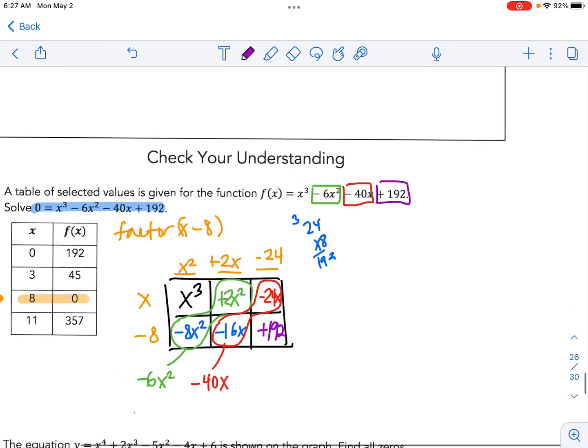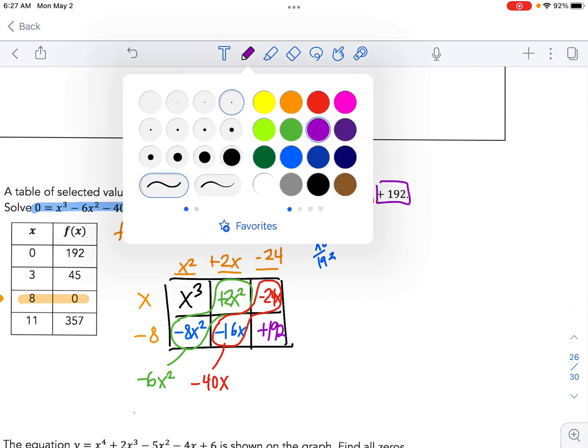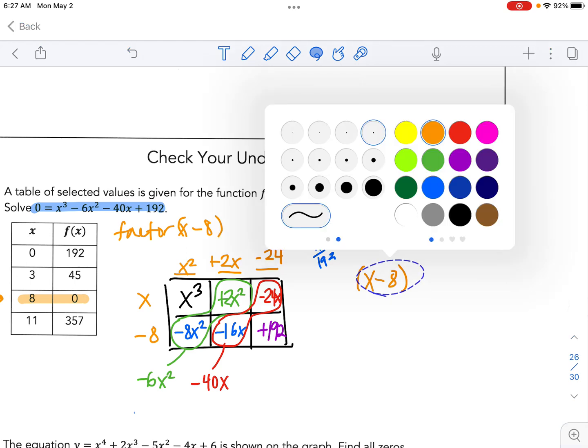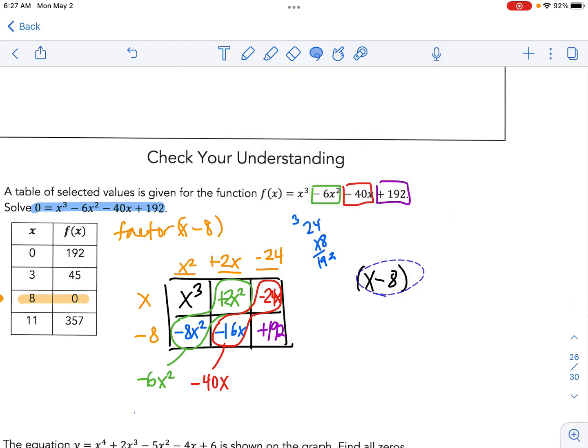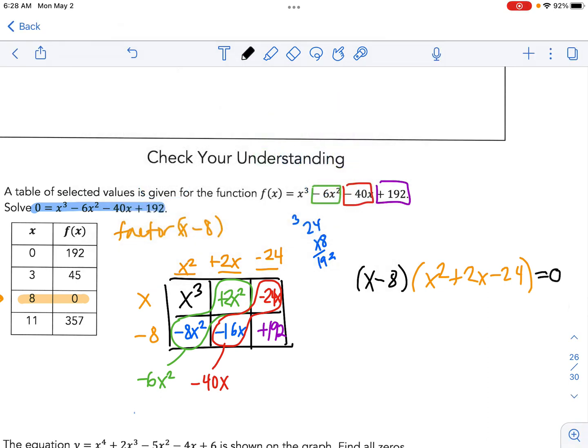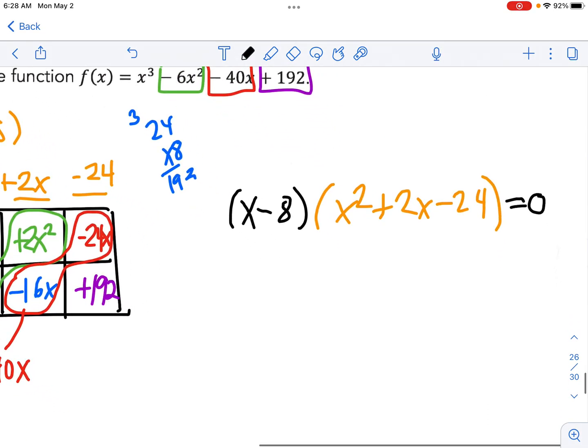So this is kind of the meat and potatoes here, I like to call it. This is really getting at the skill here. So we started out by dividing out x minus 8. And that factor was given to us in the table as a 0. And we ended up with x squared plus 2x minus 24 as the remaining factor. And that is factorable.